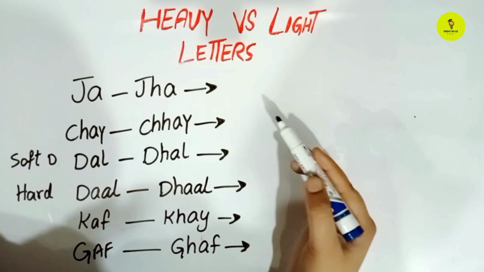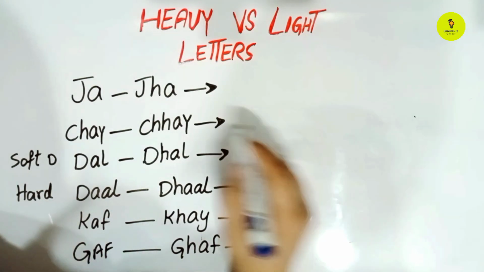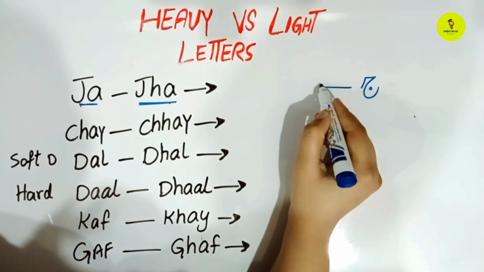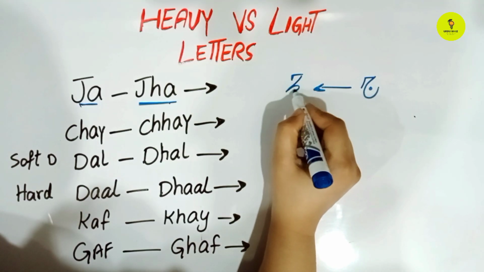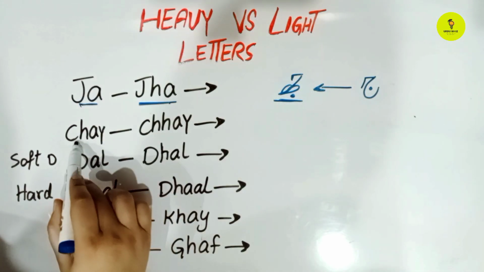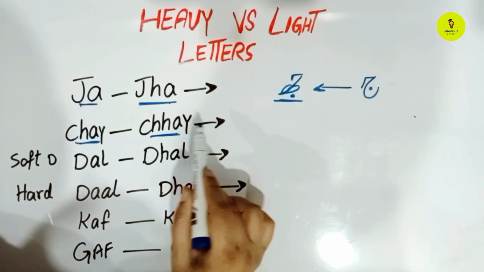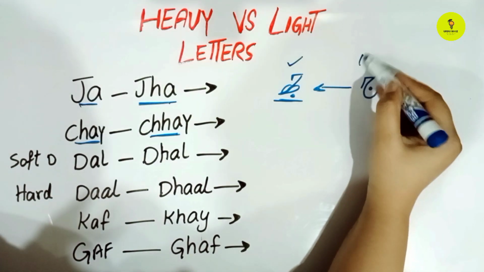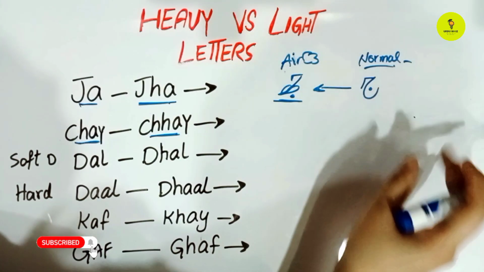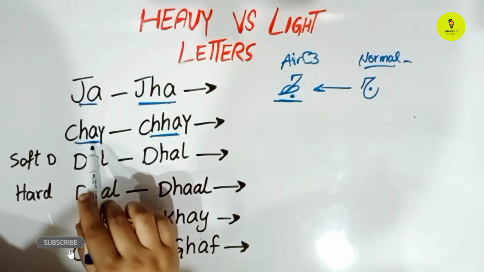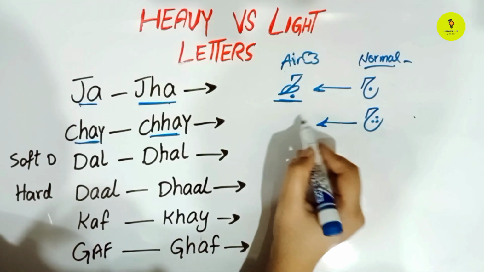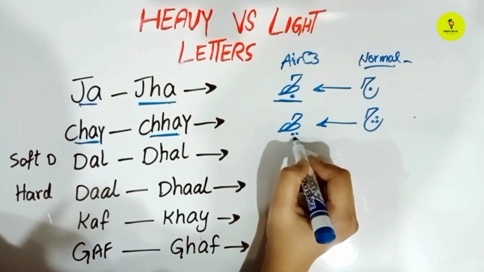Here I've written all the letters which have aspirated sounds. Let's break them down. J and jh, its Urdu is Jeem and the hard form is jh. As you can see, j and jh. Che and chhe. You feel the air in this line and this is normal sound. Normal and this feels air. Now you will understand better. Jeem, J, che and chhe. Che and its heavy sound is chhe.